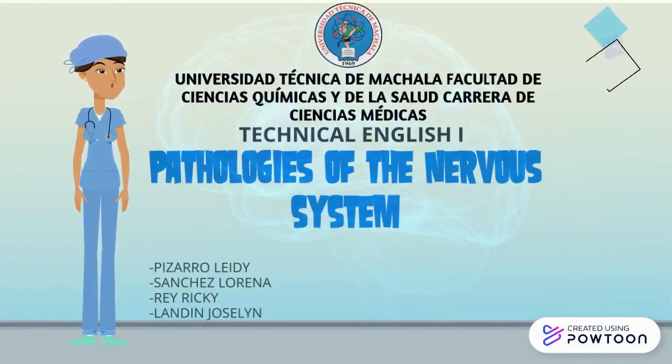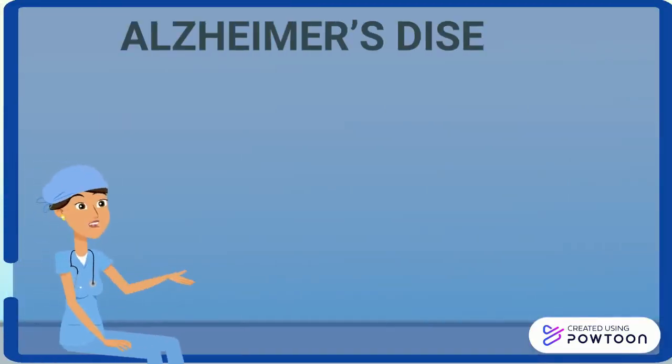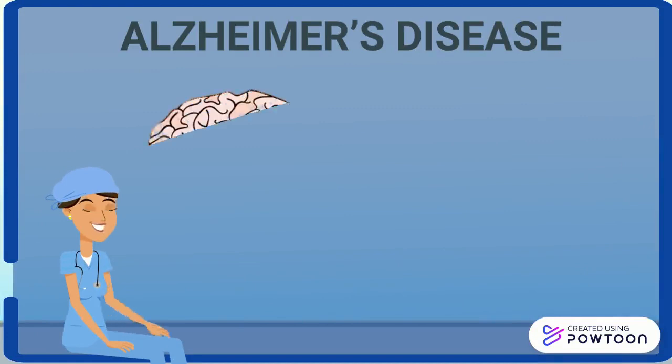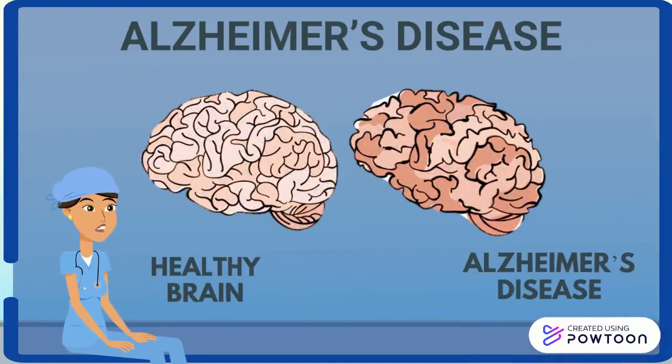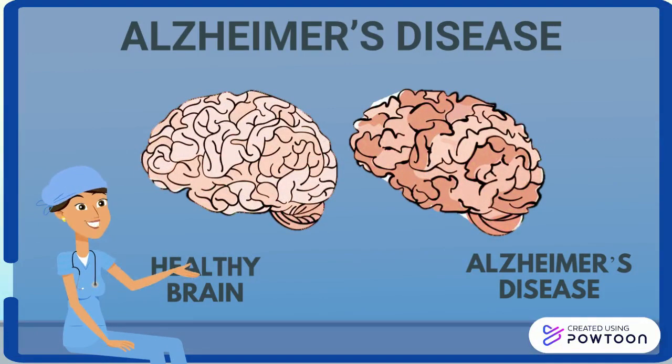Pathologies of the nervous system. Neurodegenerative disease. The term neurodegenerative disease is an umbrella term for disorders in which there is a progressive loss of the structure or functions of the neurons.